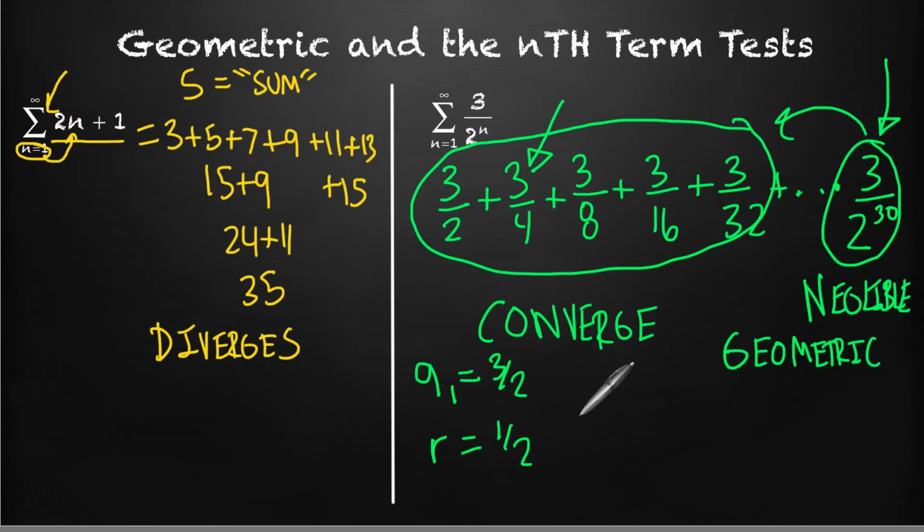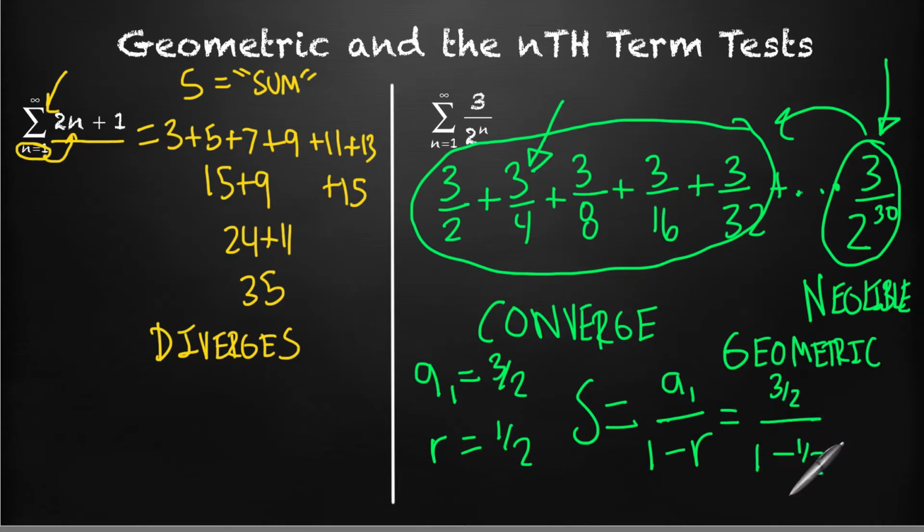So the formula for a geometric series, to find what the sum is going to converge to, is the sum equals a1 over 1 minus r. a1 is the first term, so that's going to be 3 halves over 1 minus 1/2. So that's going to be 3 halves divided by 1/2. And so when you flip and multiply, that's just going to give us 3. So this sum is going to be converging to 3. And so that is how you find what a geometric series converges to.